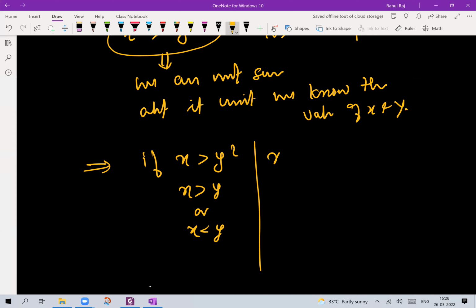So see here, if I take x is equal to, let's say 10, y is equal to 2. Can I say 10 is greater than 2 square? And 10 is actually greater than 2. And this is nothing but x is greater than y.